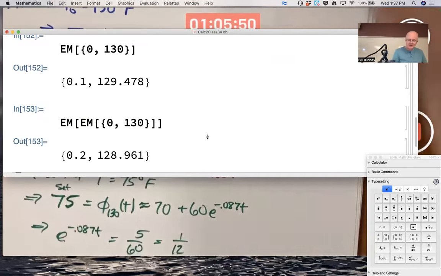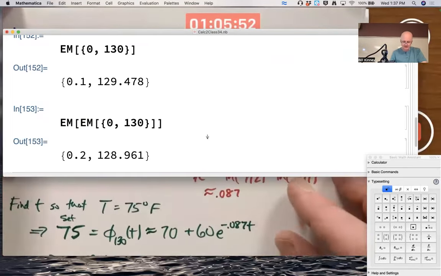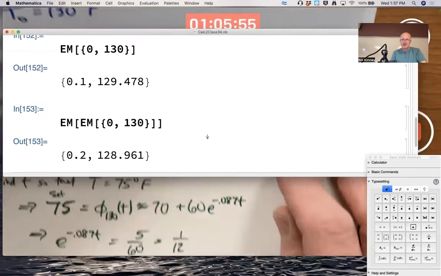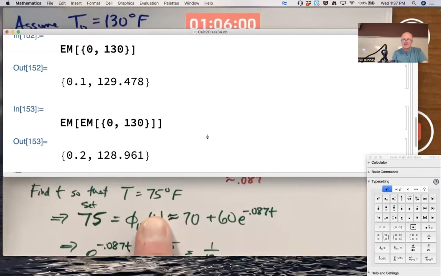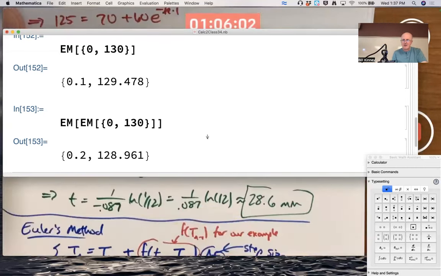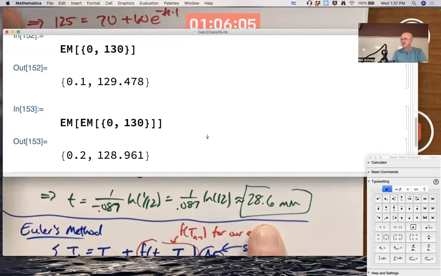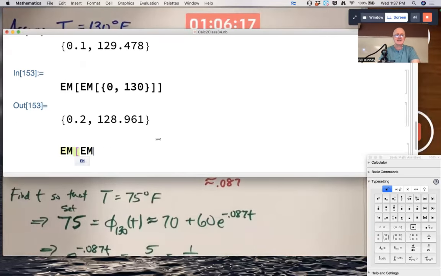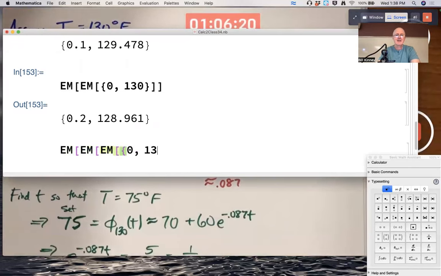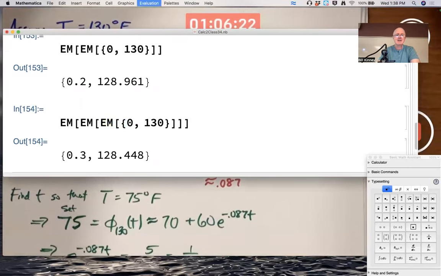If I'm going to confirm the answer that I found a few minutes ago, for when the coffee will reach 28.75 degrees, we know the answer is 28.6 minutes. If delta T is 0.1, I better do like 286 steps or so of Euler's method. Really? 286 steps? That would be very cumbersome.